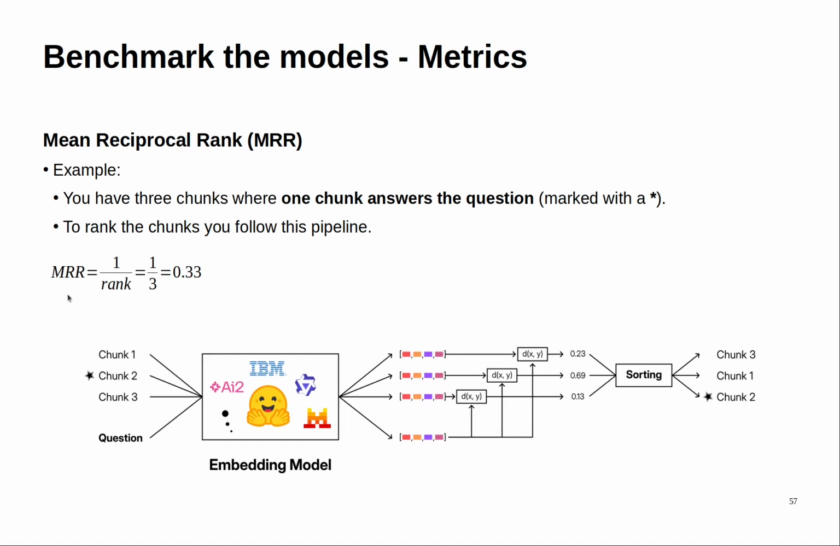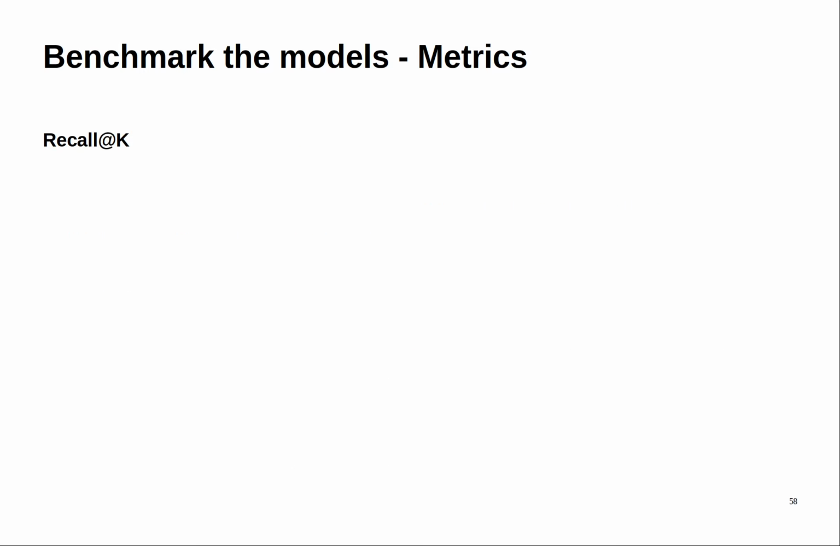So if I take the formula, rank in this case is equal to 3 because the correct document appeared in the last position, and that gives me 1 over 3, which is equal to 0.33, which is low. A good embedding model should put this chunk in the first position, and in that case MRR will be equal to 1. Now let's move to recall at K.